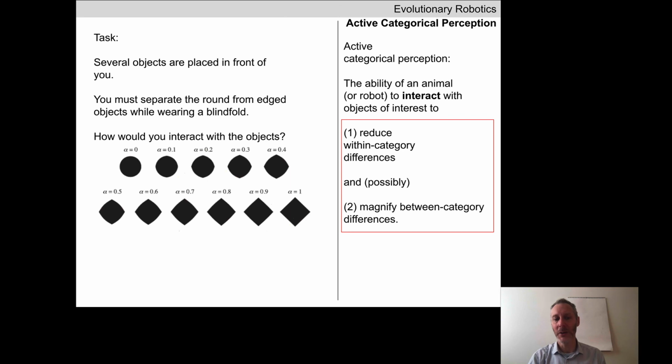Is it between the top and the bottom row? So for Alex, that would be between alpha 0.4 and alpha 0.5. Logan mentioned a distinction between 0.2 and 0.3.